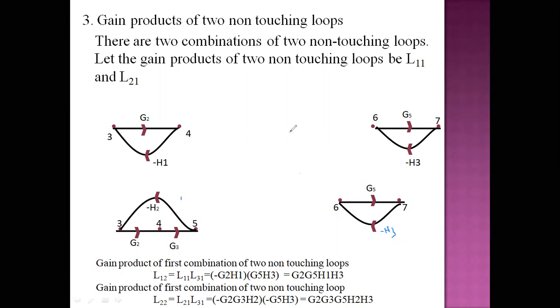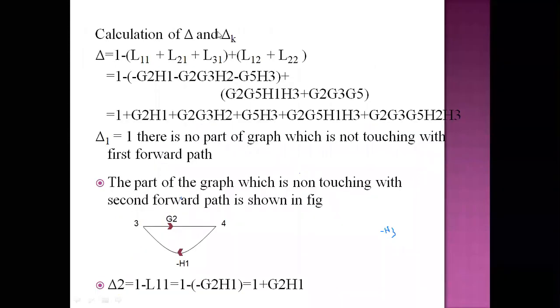So next, once we find the forward path gains, then individual loop gains and two non-touching loops, we can write del, which is equal to 1 minus summation of individual loop gains plus summation of two non-touching loop gains. So substituting all the gain values in this expression, we'll get del equal to 1 plus G2 H1 plus G2 G3 H2 plus G5 H3 plus G2 G5 H1 H3 plus G2 G3 G5 H2 and H3.